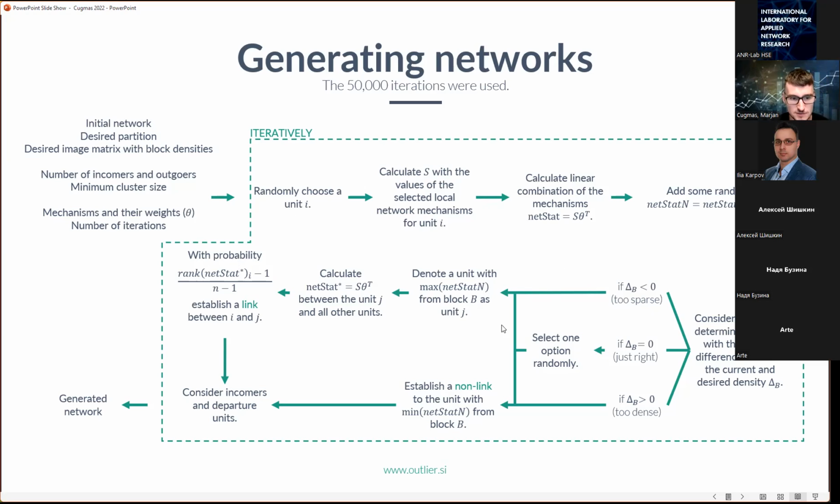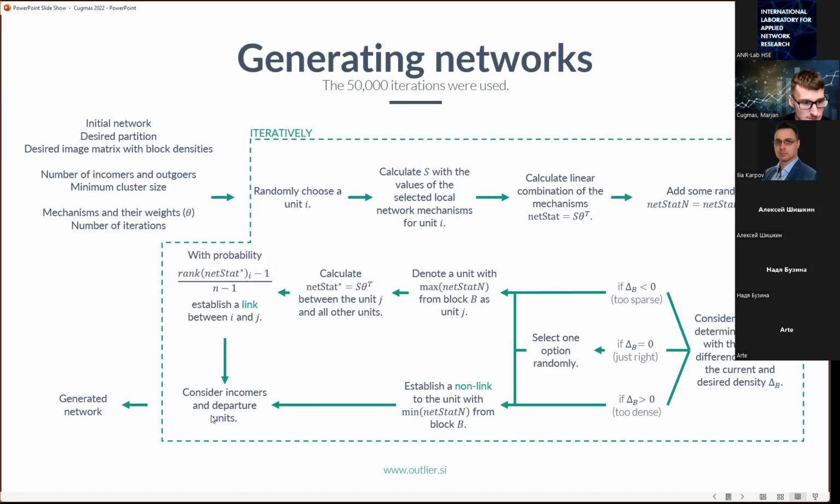So let us denote a unit with the maximum value of weighted network statistics from block B as unit J. And then we calculate a linear combination of the mechanisms between the unit J and all other units. And then with this probability, which is calculated based on ranks of this linear combination of the mechanisms, we establish a link between I and J. And then we consider whether we want to have incomers or departure, outgoing units. And then after many iterations, we return the generated network.